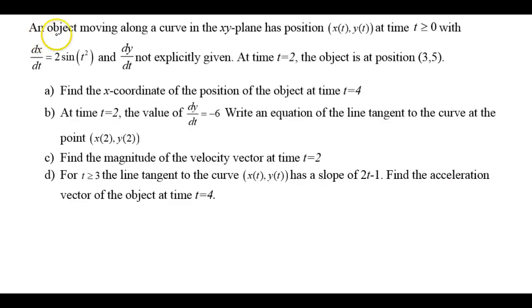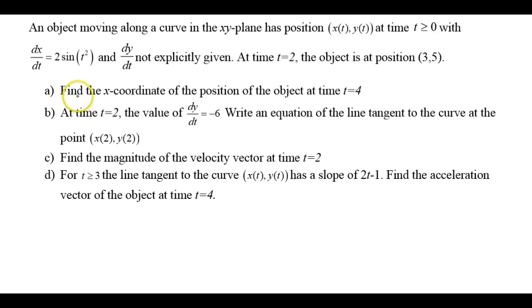Alright, the last example. An object moving along a curve in the xy plane has position x of t, y of t, at time t greater than or equal to 0, with dx/dt equal to 2 sine of t squared, but dy/dt is not explicitly given. We do know that at time t equals 2, the object is at position (3, 5).